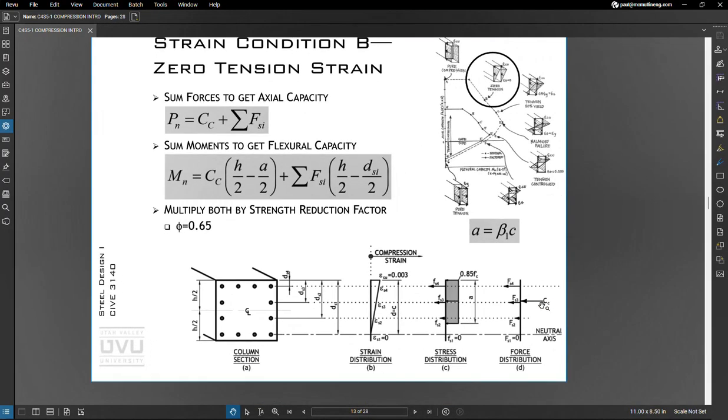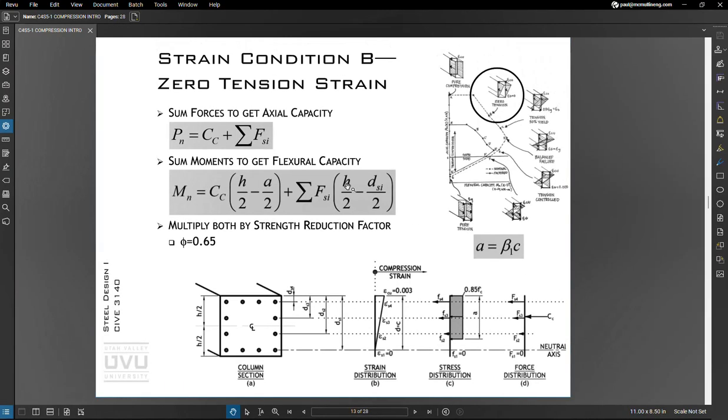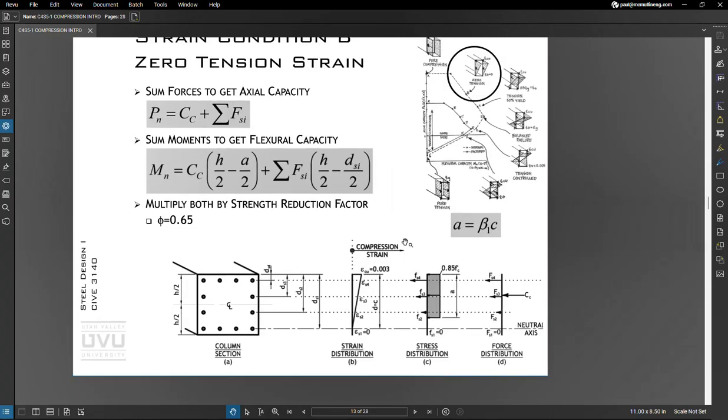So if I add the compressive resultant force to the bar compressive forces, I can get my nominal axial capacity. So that's my vertical point, or my vertical place on this curve. And then if I do sum of moments, I can get flexural capacity, similar to beams where we're summing moments.